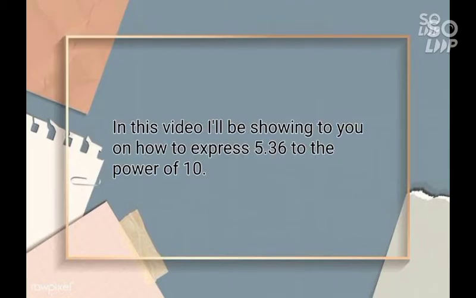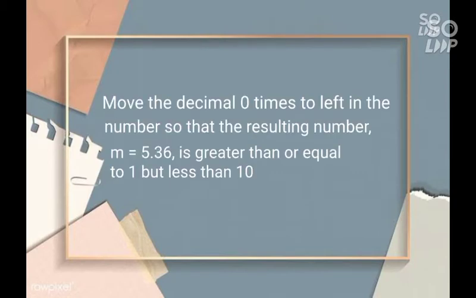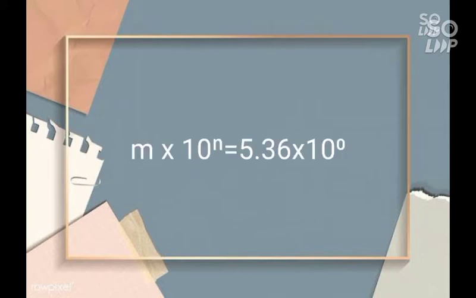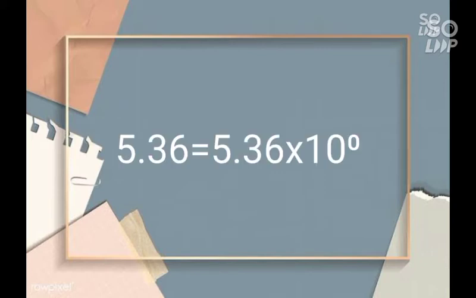Good day everyone! In this video, I'll be showing you how to express 5.36 as a power of 10. Move the decimal 0 times to the left in the number so that the resulting number is m equals 5.36 and is greater than or equal to 1 but less than 10. Since we move the decimal to the left, the exponent n is positive, n equals 0. The power of 10 form is m times 10 to the exponent n, equals 5.36 times 10 to the 0. Therefore, 5.36 is equal to 5.36 times 10 to the 0.